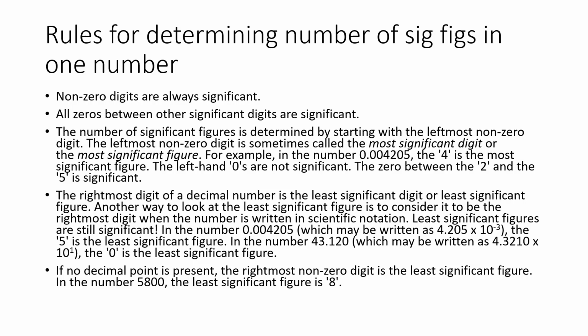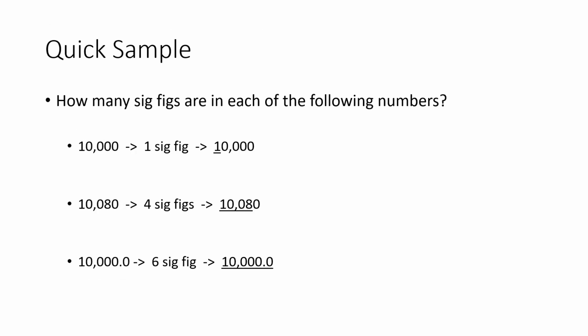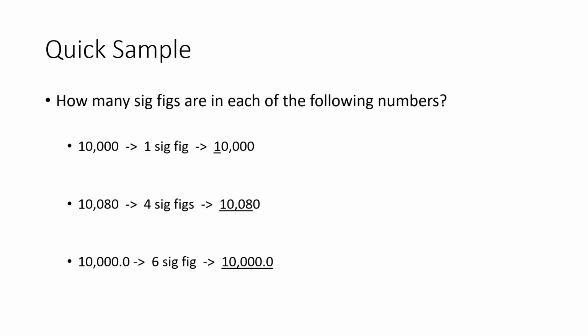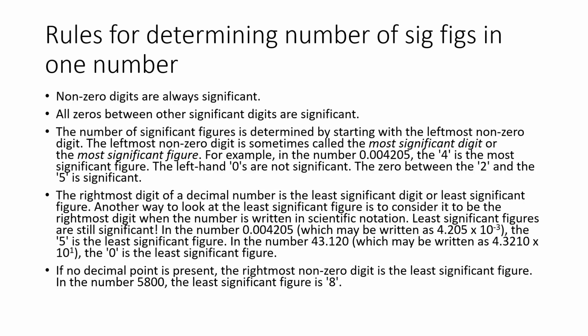So the rules are: non-zeros in a number you're given are always significant. So back on the previous slide, we had the 1 and we had the 8. Those are automatically significant. Next rule, all zeros between significant digits are significant. We see that on the second one there. We had 2 zeros between the 1 and the 8. The 1 and the 8 were both significant. That makes those 2 zeros significant.